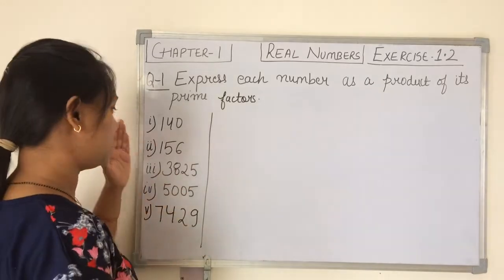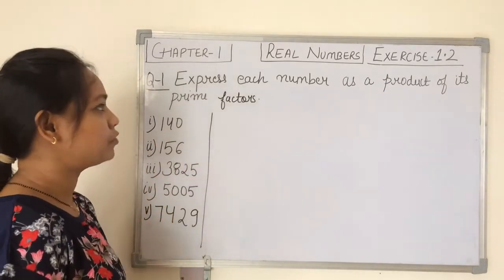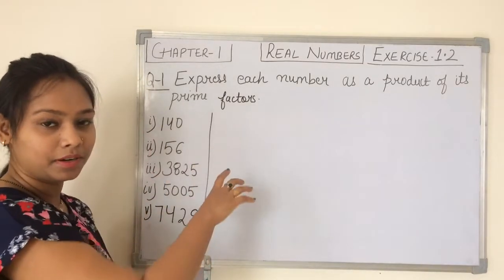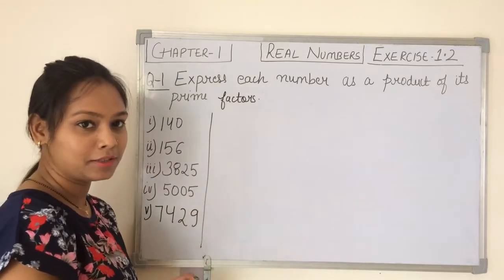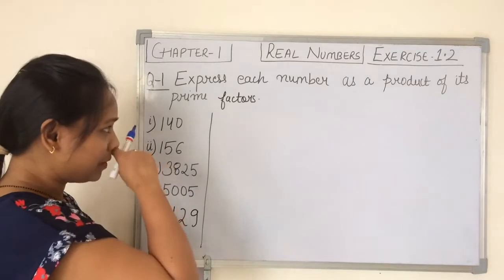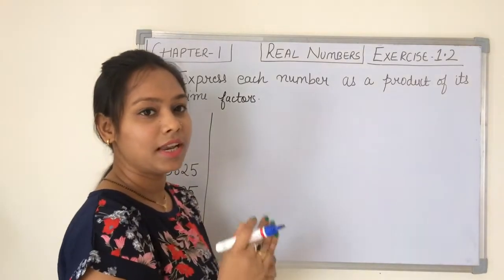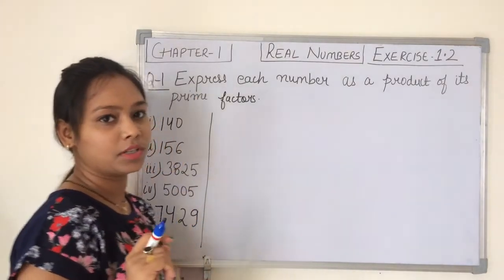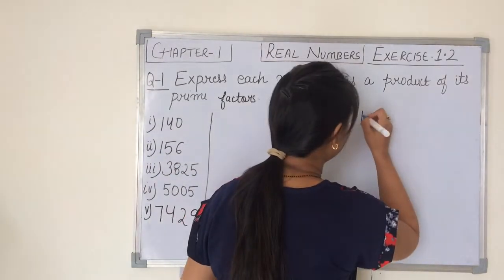There are 5 parts in this question. We have to express each and every number as a product of their prime factors. We already know what factors are. But before starting the questions, let's understand a very important small topic.